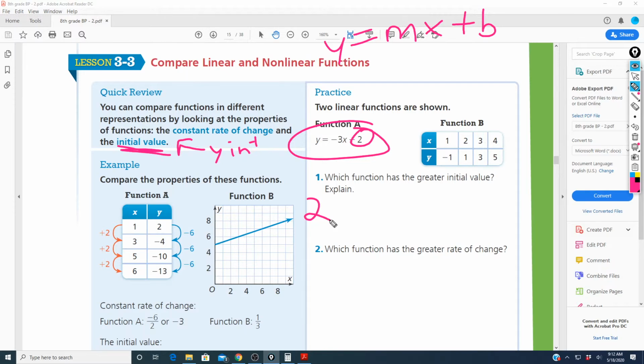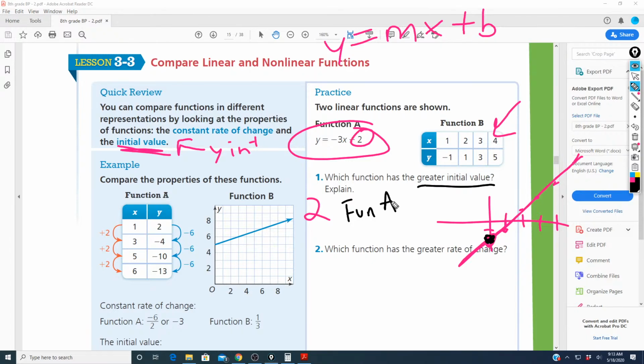Function B, if x equaled 1, and this is where, if I had a graph, I could say I'm going over 1 and then y is going down 1. If I'm over to 2 and it's up 1, I'm over to 3 and it's up to 3, I'm over to 4 and it's up to there. And if I connected these lines, where would our initial value be? Our initial value should be something like this right here. It's where it intercepts. So which one has a greater initial value? Well, it's going to be function A.